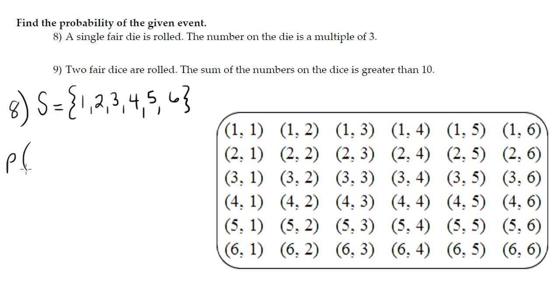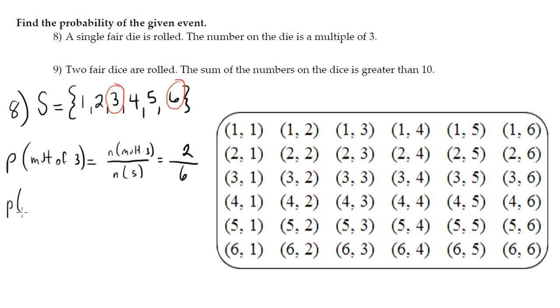We want the probability that the number on the die is a multiple of 3. Again, when we're finding probability, we want the number that are a multiple of 3 over the number in the sample space. Clearly, there are 6 outcomes in my sample space. And which ones are a multiple of 3? Let's see. 3 times 1 is 3. 3 times 2 is 6. I have 2 multiples of 3.